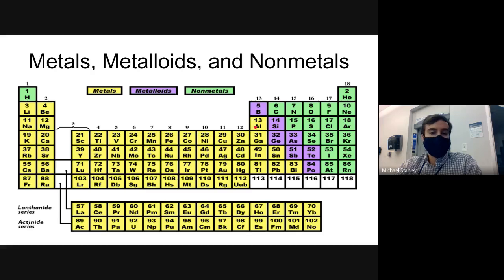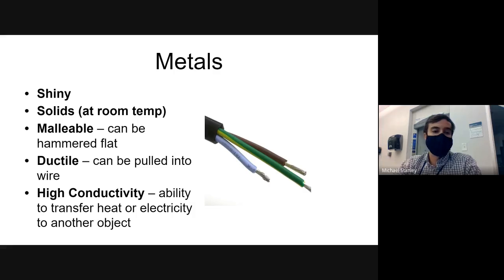So things like aluminum, cobalt, nickel, iron, gold, silver, these all have these same general properties that I'm going over here. They tend to be shiny, they tend to be workable, we can squish them, we can squeeze them, we can pull them into wires, and they tend to be good at conducting heat and electricity.